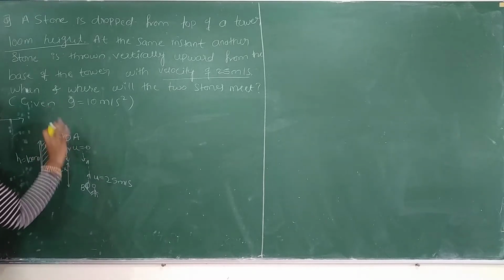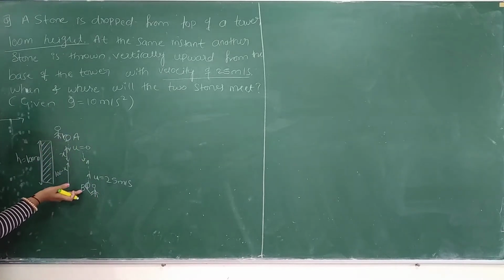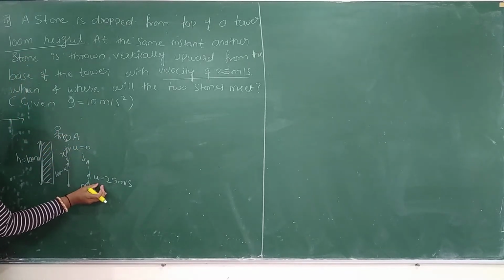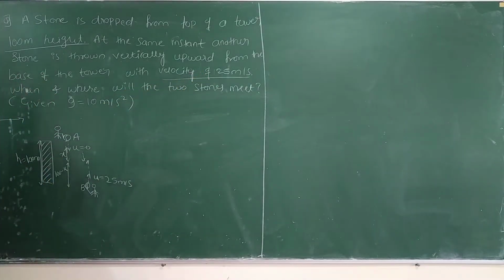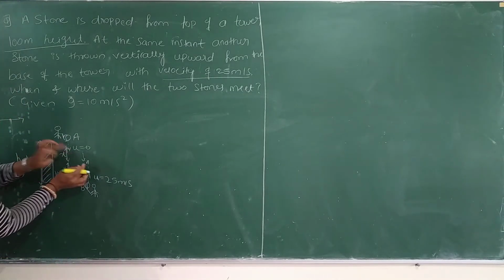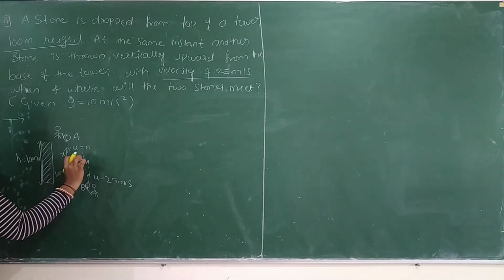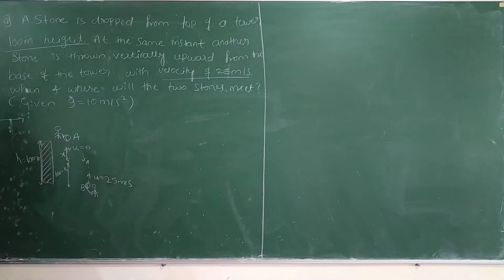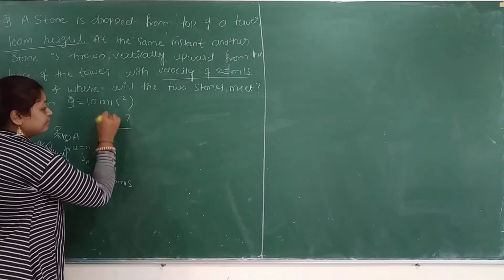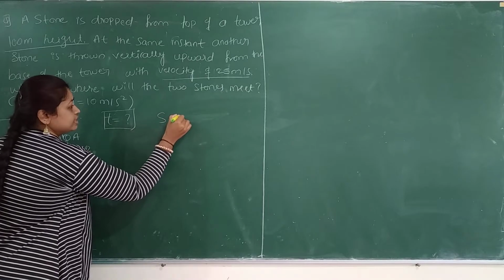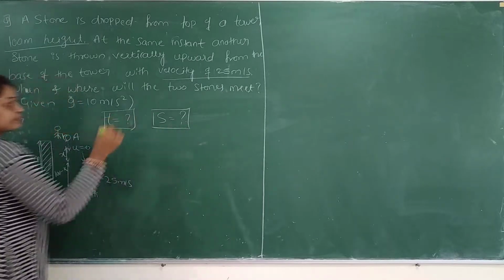At the same time, another person projects this stone vertically upward. With how much velocity is he throwing the stone? With the velocity 25 meter per second. It is already mentioned, this velocity is for stone B. So at the same time they are throwing, they will meet at a certain distance, and to meet at a certain distance they will take a certain time. Then you have to calculate at what time both will reach and at what distance they will meet.